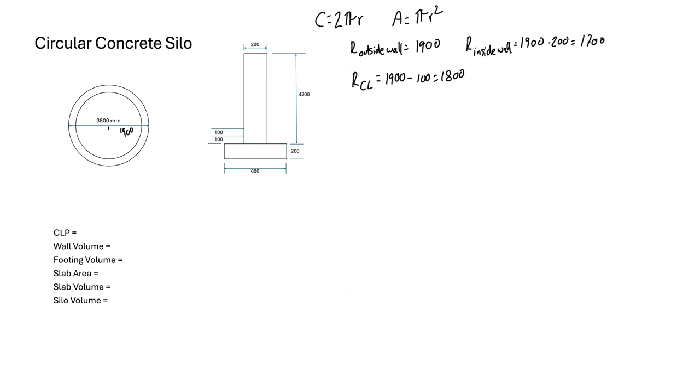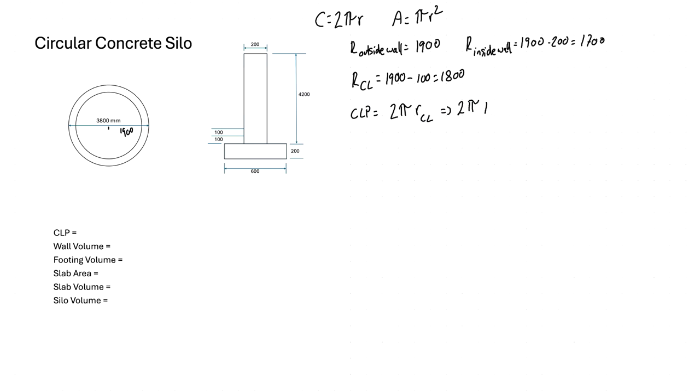So first we want to find our CLP, our center line perimeter. And I've written it out up here. The circumference of a circle is 2 pi r, and we want to use the r of our center line. Right, so then plugging that in, 2 pi, and it's our 1800.